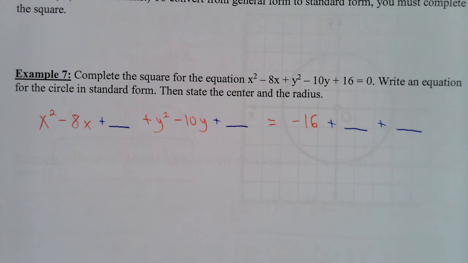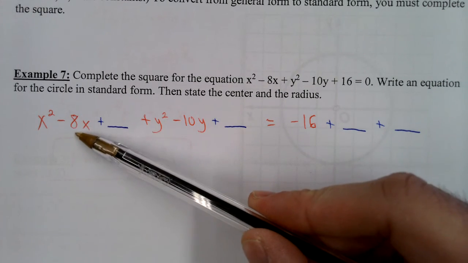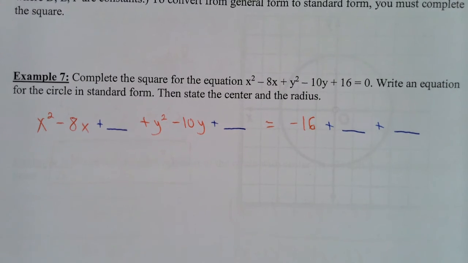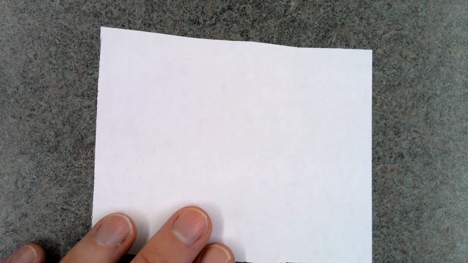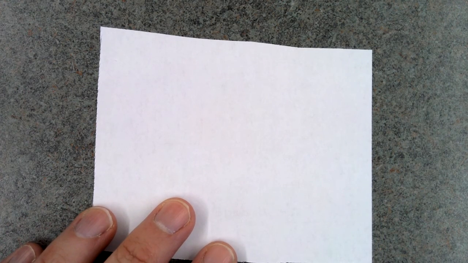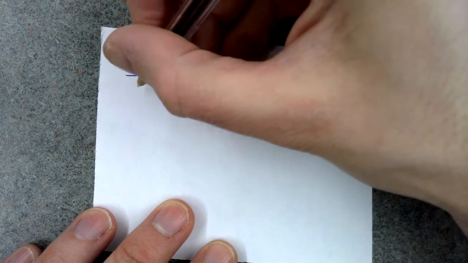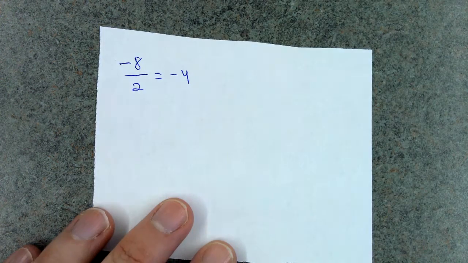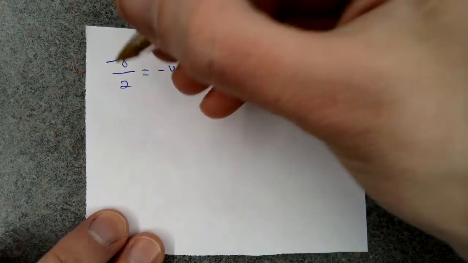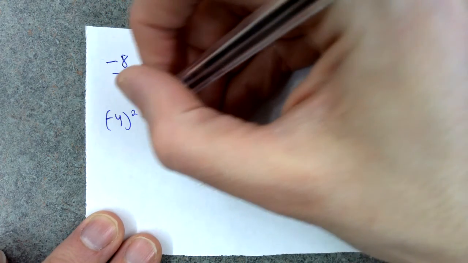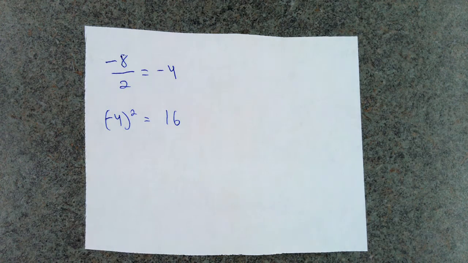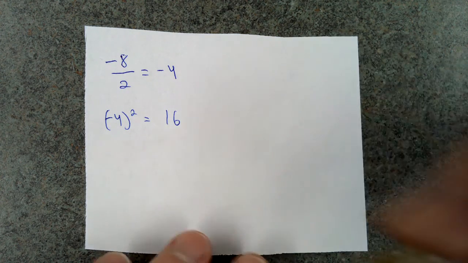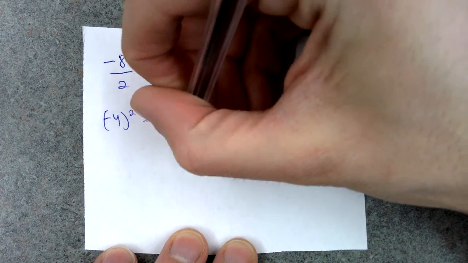Okay, so now we have to complete the square. Maybe do this off to the side somewhere. We take whatever the x coefficient is and we divide it by 2 and then we square it. Whatever the number is before the x, in this case it's a negative 8. We take that negative 8, divide it by 2, we get negative 4. And then you take that negative 4 and you square it, and that's always going to give you a positive number. Even if it was negative, when you square it, it becomes a positive number. So in this case, it becomes positive 16.